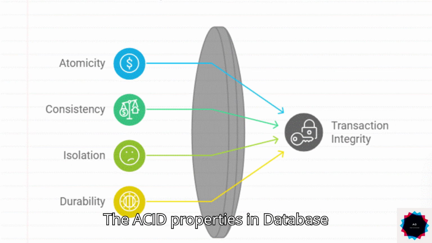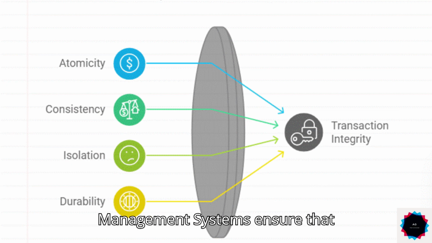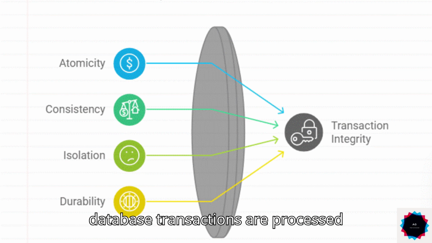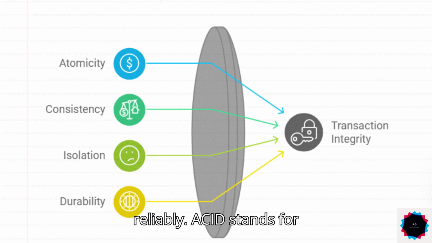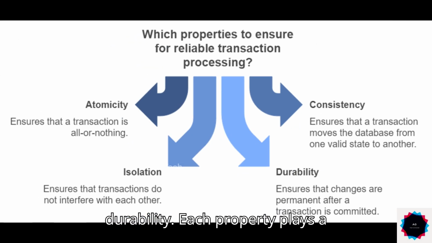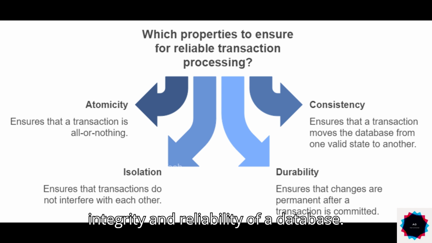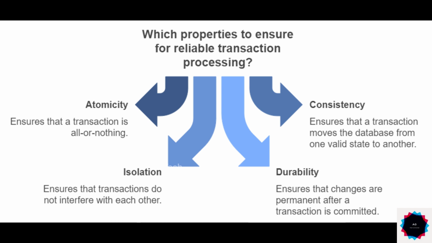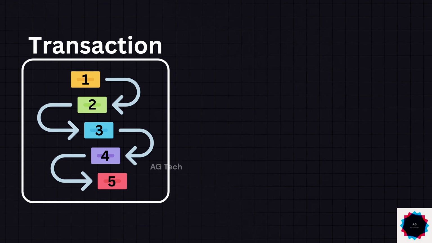The ACID properties in database management systems, DBMS, ensure that database transactions are processed reliably. ACID stands for atomicity, consistency, isolation, and durability. Each property plays a critical role in maintaining the integrity and reliability of a database. Let's discuss each with examples.